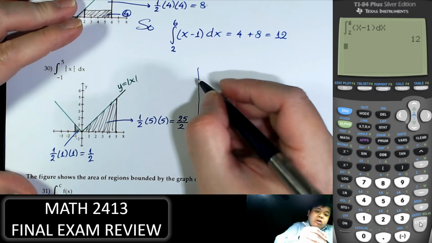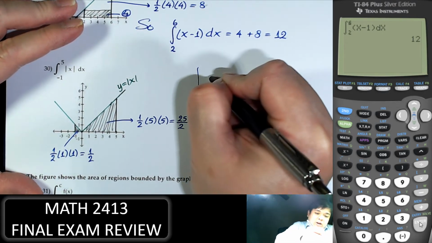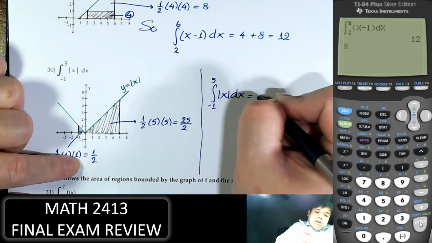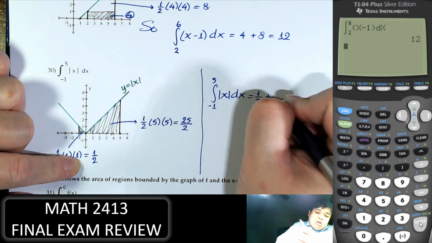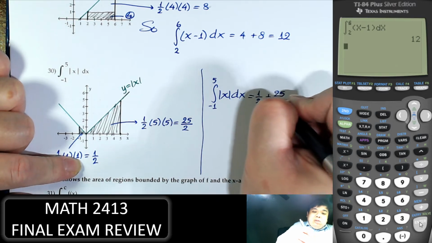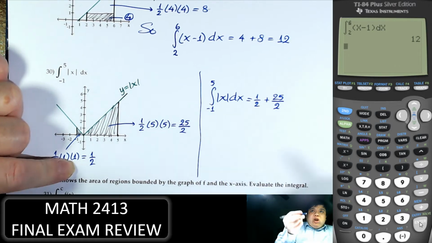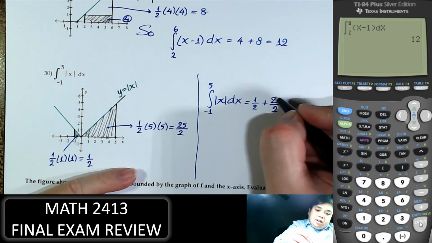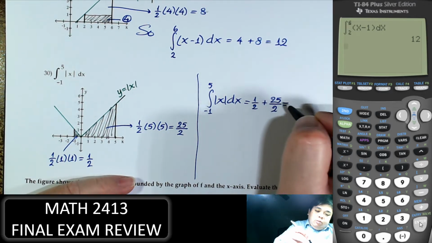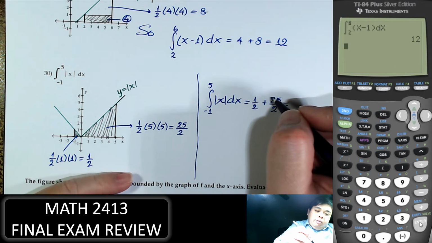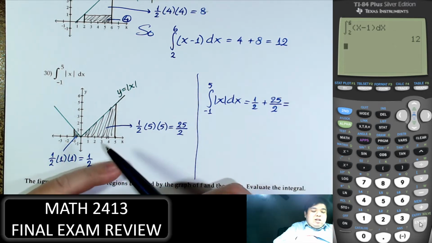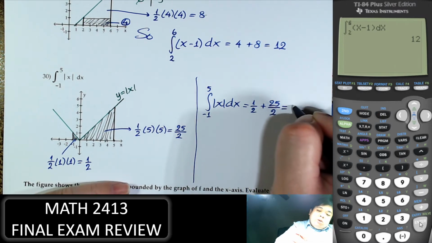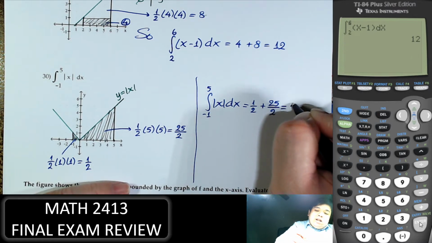So put them together from -1 to 5, absolute value of x dx. Both of these areas are above the x-axis, so we just want to add them. If it is below the x-axis, we have to subtract. Below the x-axis, the area is still positive, but the net area is negative. So anyway, 26 over 2, that's 13.